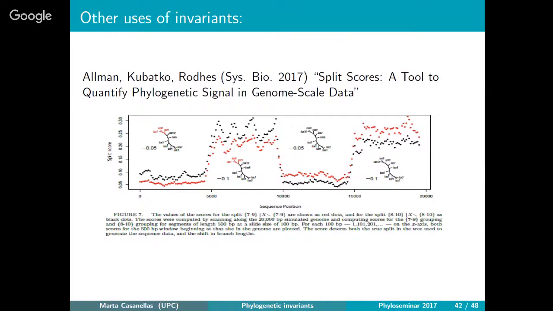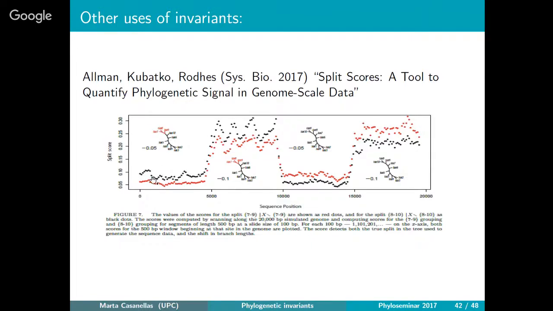So just to finish, other uses of invariants: a paper that I like a lot by Allman, Kubatko, and Rhodes. They use these scores to evaluate the distance of a flattening to rank, for example, to assess how the branch lengths change along a whole genome. This would represent the line of the whole genome, and they are using a sliding window and plotting these scores for one bipartition and another bipartition. The red is one bipartition, the black is another bipartition.